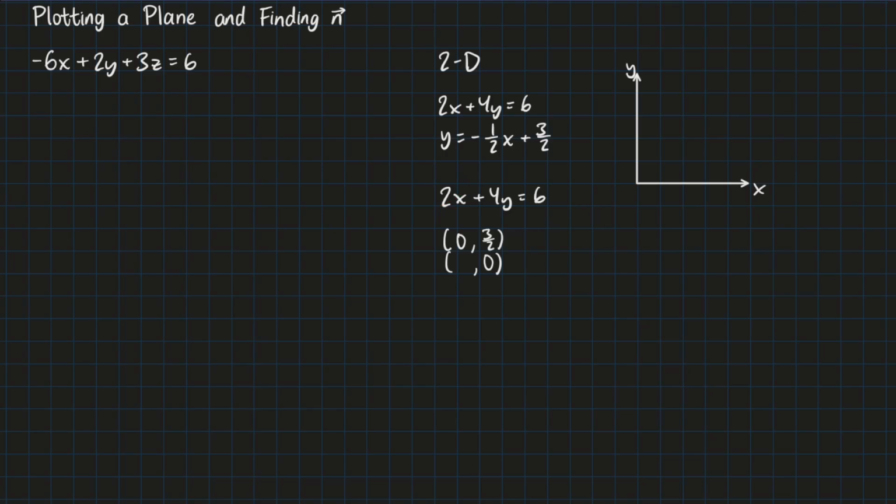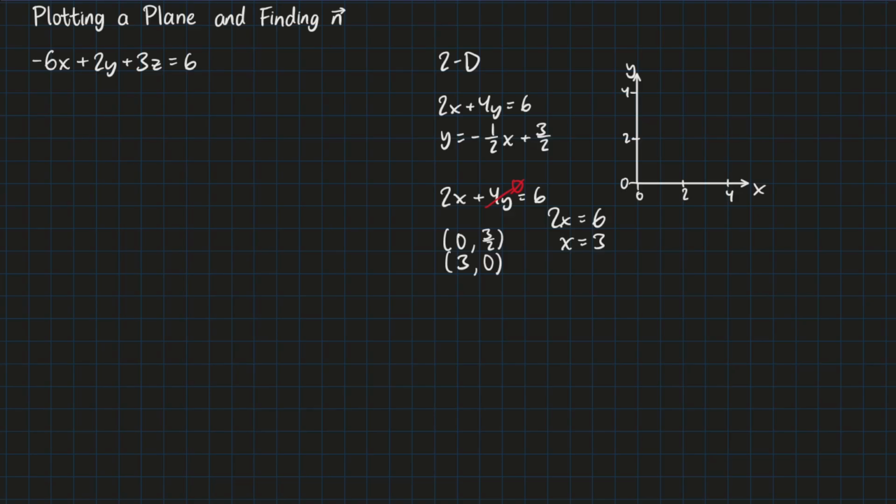Now we do the same thing for the other variable, so let's plug in 0 for y. When we do so, this whole term turns into 0, and we're left with 2x equals 6, in which x equals 3. So we have our points 0, 3 halves, and 3, 0. So we can plot this on the graph.